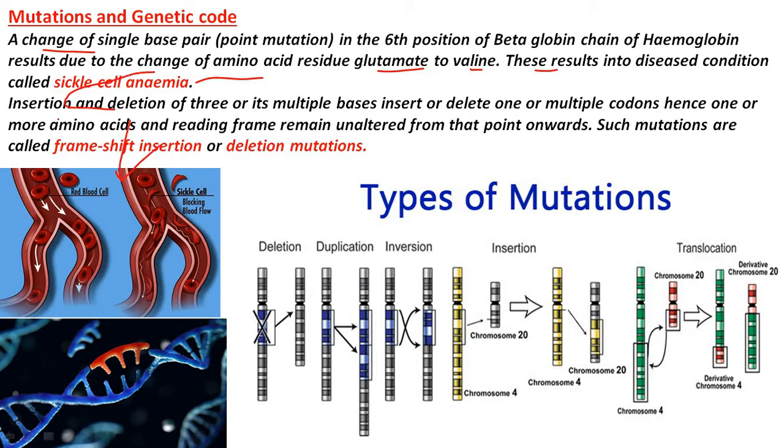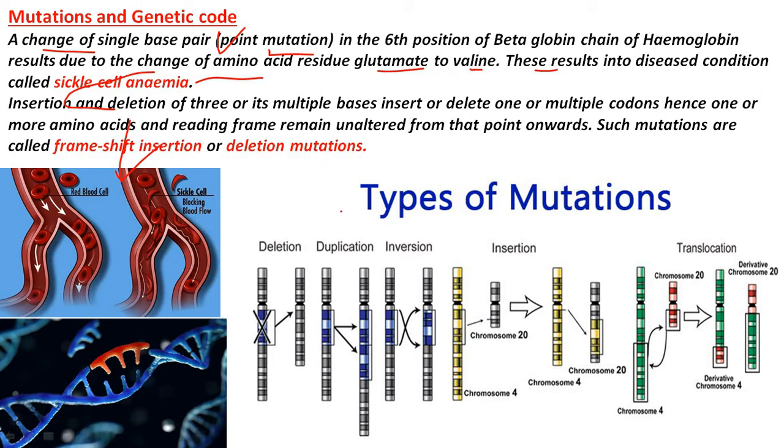And a mutation is any change or any deformity caused by base pairing changes. So insertion and deletion of three or multiple bases, that is, inserting or deleting one or more codons, means one or more amino acids are added or lost, and the reading frame remains unaltered from that point onwards. Such mutations are called frame shift insertion or deletion mutations.